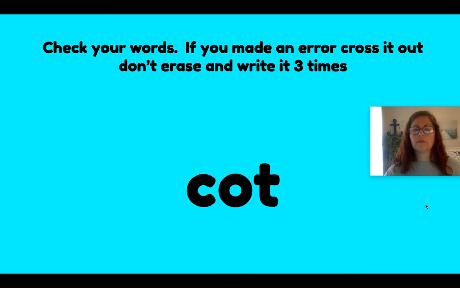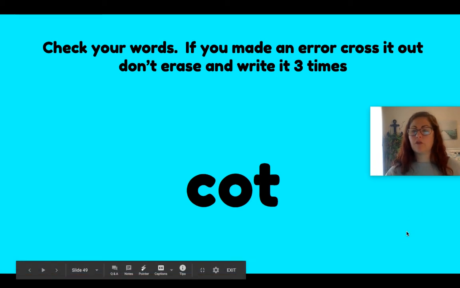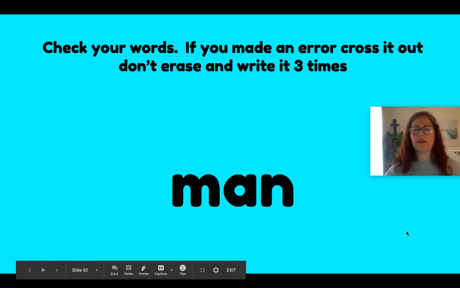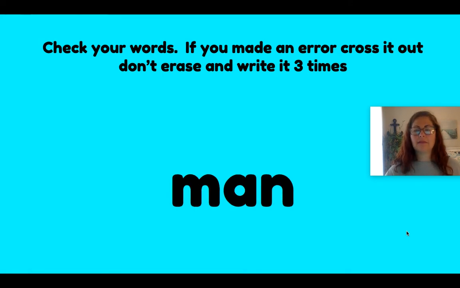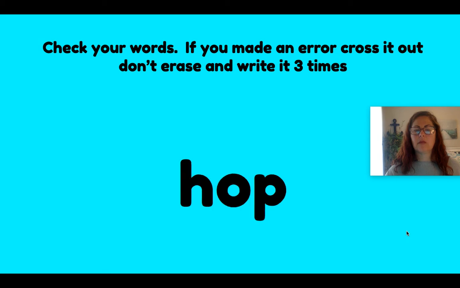Cot. If you did not have this written correctly, cross it out. Write it 3 times correctly while saying the sounds. K, a, t, cot. K, a, t, cot. K, a, t, cot. 3 times. Do the same pattern for anything you miss on the following slides. Man. Hop.